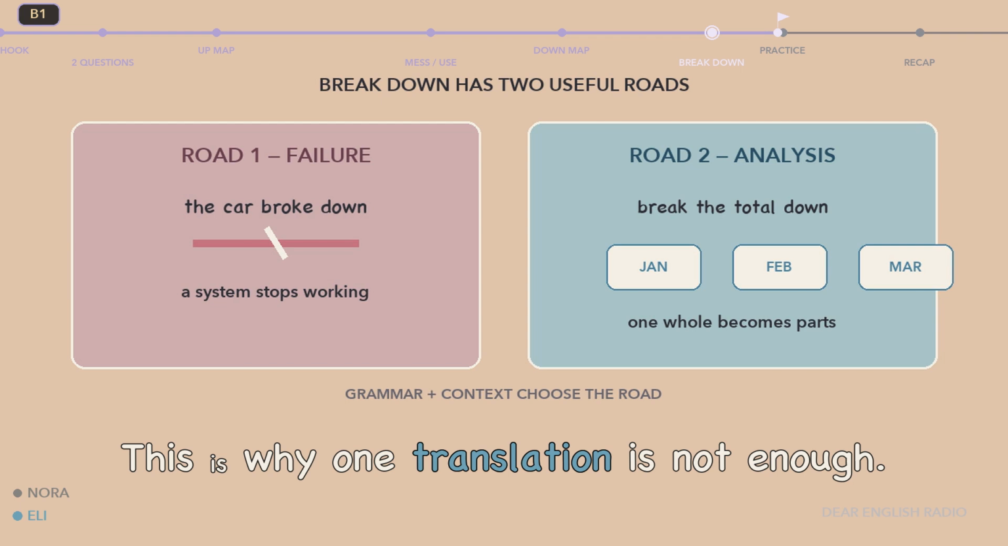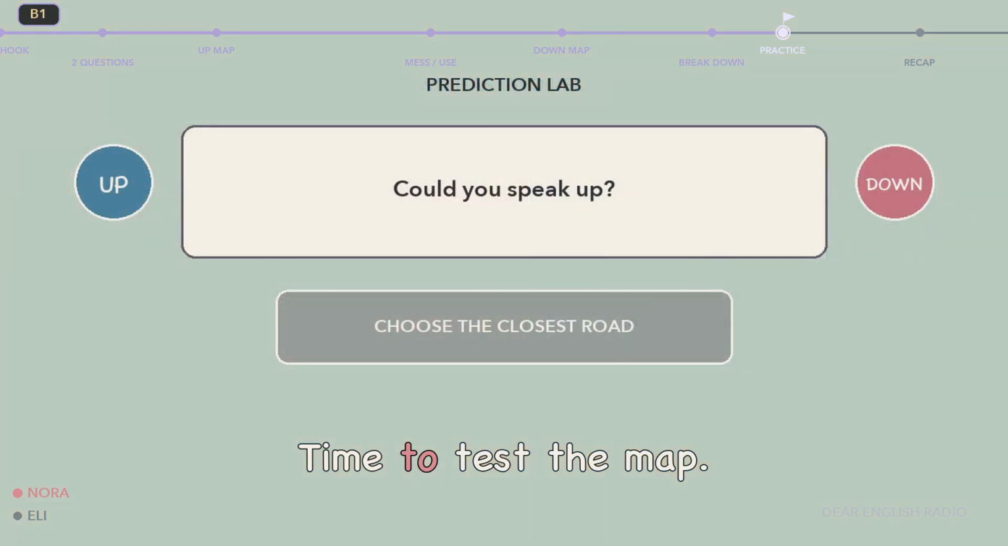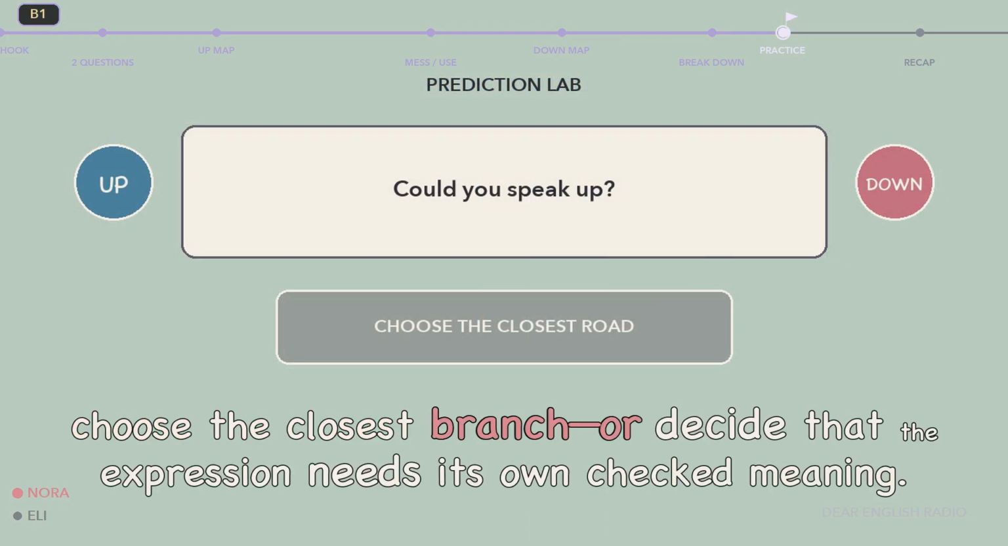This is why one translation is not enough. Keep the shared memory picture. Then, let grammar and context choose the road. Time to test the map. Before we answer, choose the closest branch, or decide that the expression needs its own checked meaning.